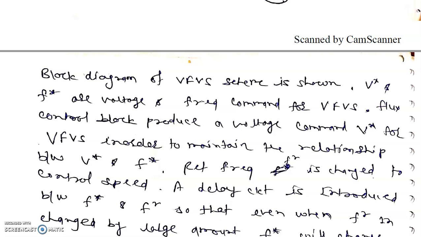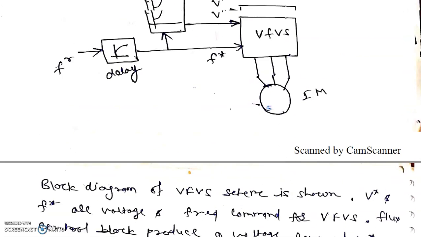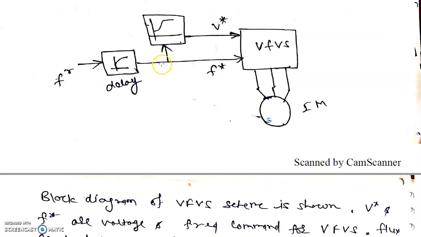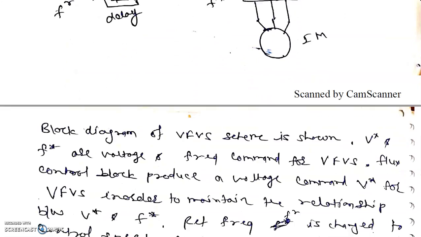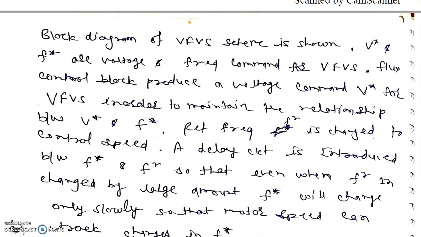A delay circuit is introduced between F star and FR. This delay circuit is introduced so that even when FR is changed by a large amount, F star will change only slowly, so that the motor speed can track the change in F star.